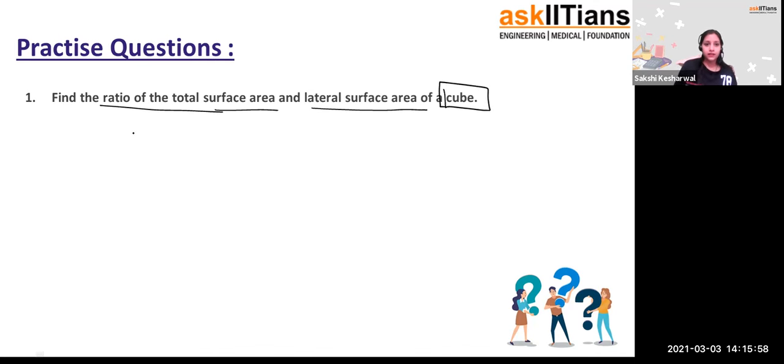So what is a cube? TSA of a cube is how much, beta? TSA of a cube is 6A squared. And the lateral surface area, the CSA of a cube, is how much, beta?